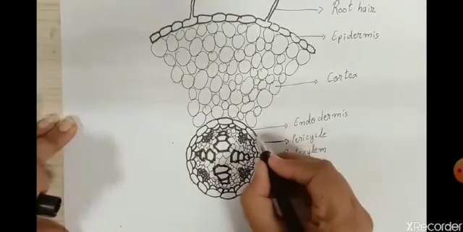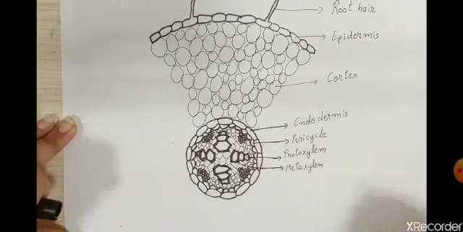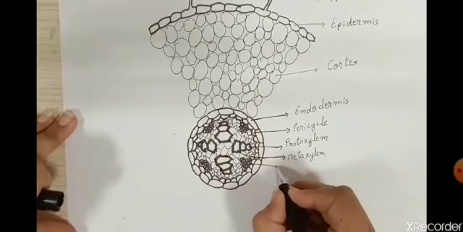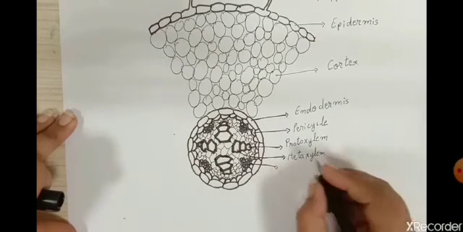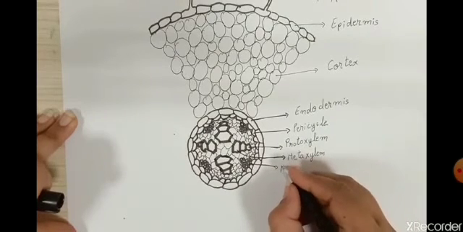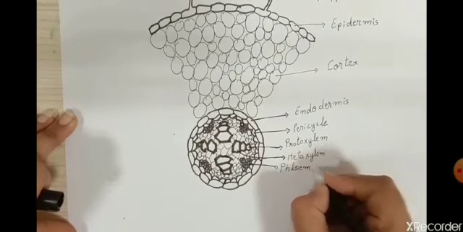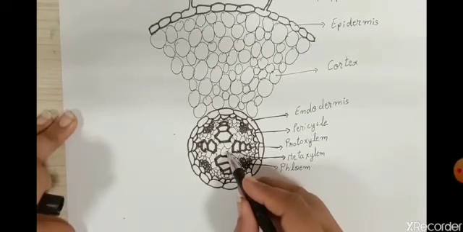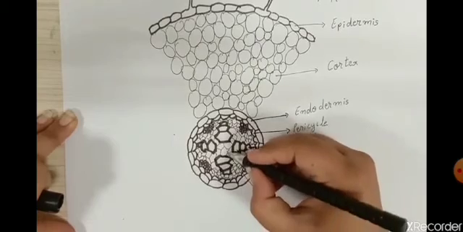Next we have the xylem vessels, protoxylem, the smaller cells towards the periphery, and the metaxylem, larger cells towards the center. Next we have the phloem. Now they are pointing out the phloem vessels. You know already xylem vessels will transport the water and minerals, while the phloem vessels will transport the food particles to different parts of the plant.